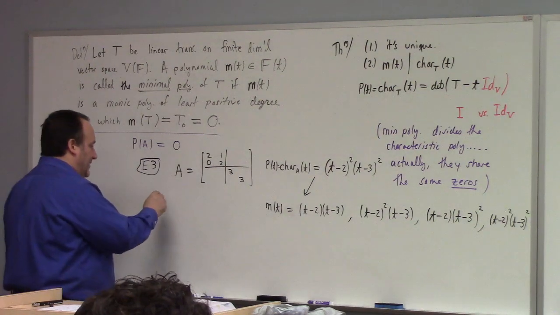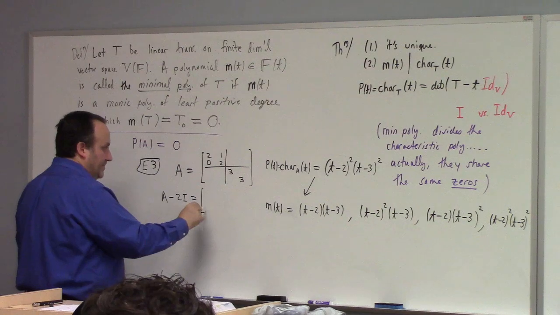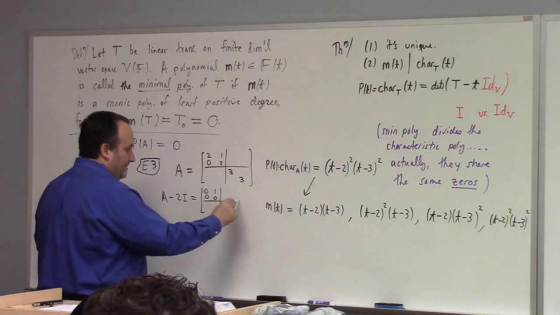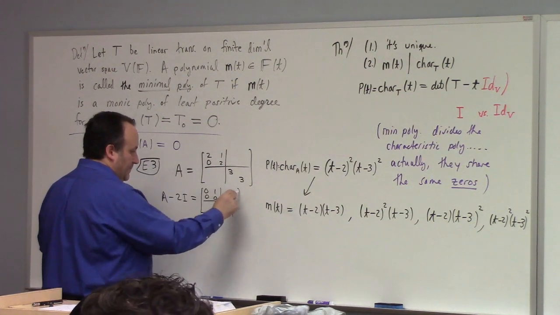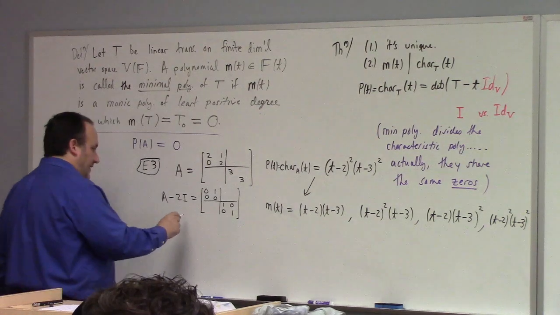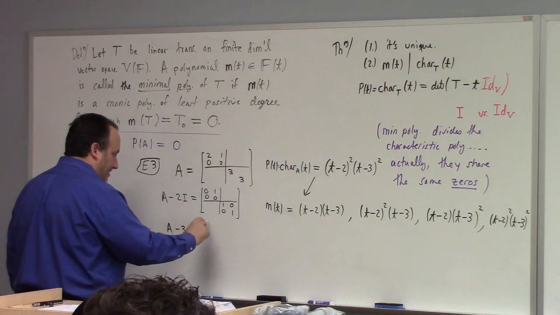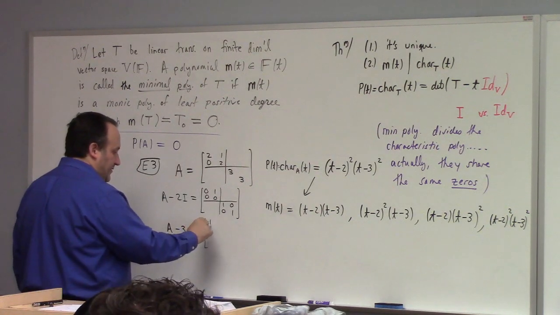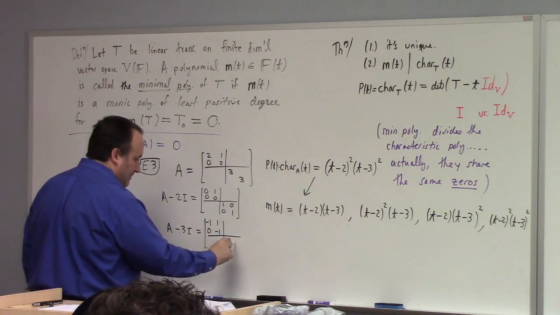So what's A minus 2I here? Yeah, 1, 1 here, right? And what's A minus 3I? So we get minus 1, 1, 0, minus 1, and zeros.